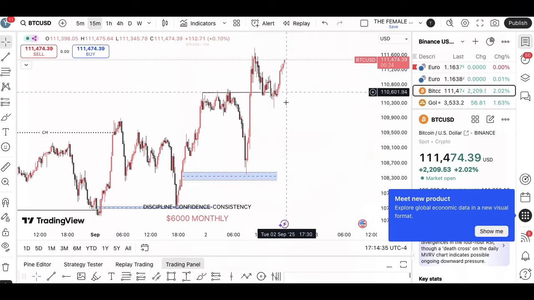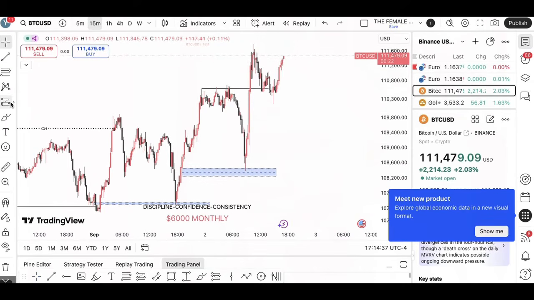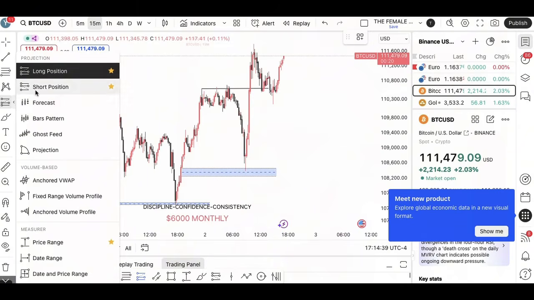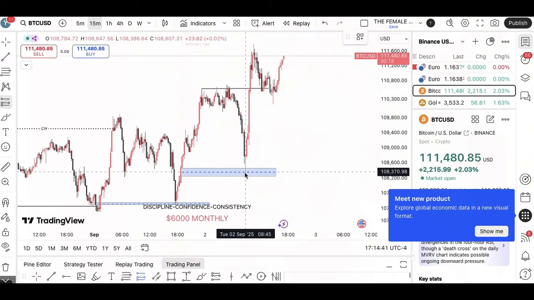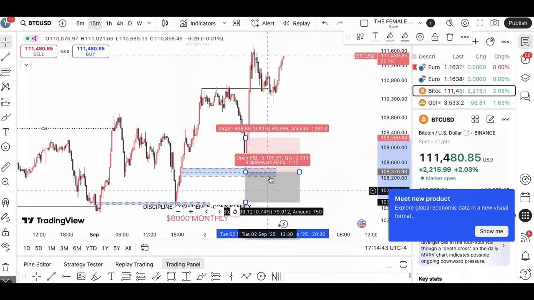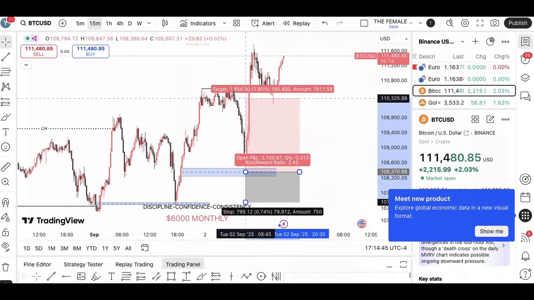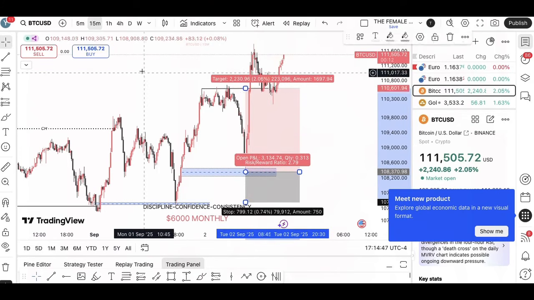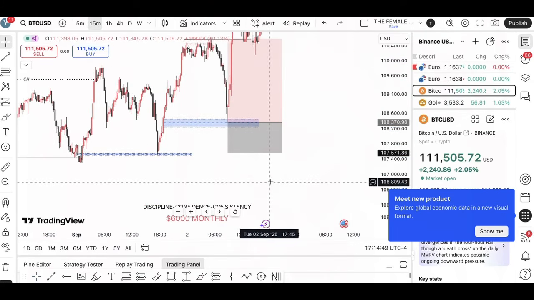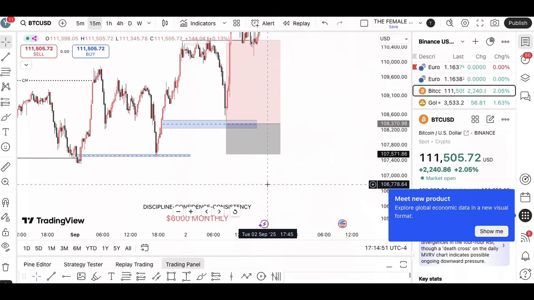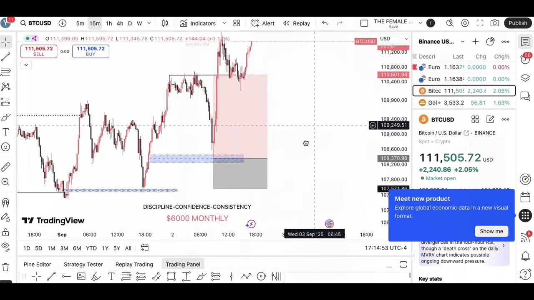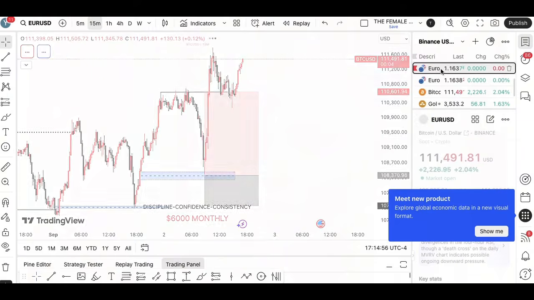Price respected that zone. And I wanted to actually trade from here for a long, with stop loss below here, targeting this high here. That would have given me a 1 to 2.7, which is good, which is exactly what I was looking out for. But that did not happen.